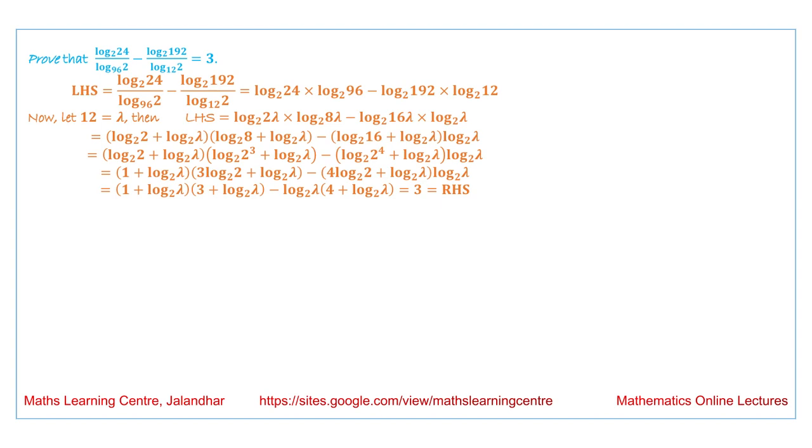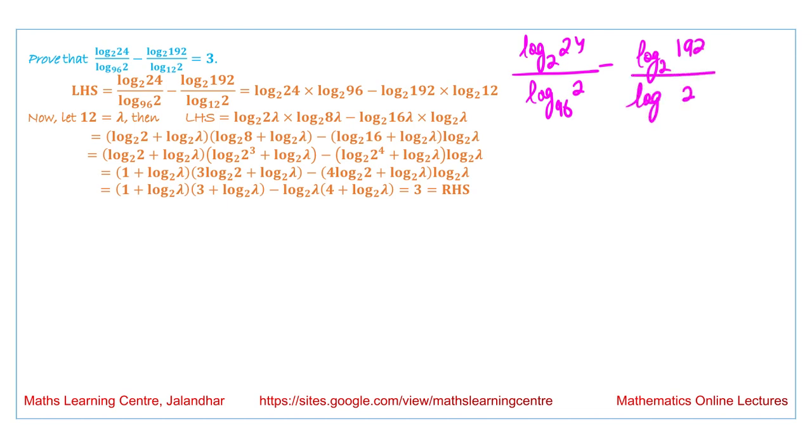Next we have to prove that log of 24 to the base 2 over log of 2 to the base 96 minus log of 192 to the base 2 divided by log of 2 to the base 12 is equal to 3. So if we consider the left hand side over here, we get this value in the form.